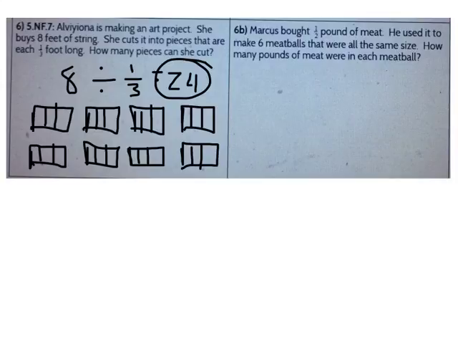Marcus bought 1/2 pound of meat. He used it to make 6 meatballs that were all the same size. How many pounds of meat were in each meatball? What kind of problem is this? This is a division problem.